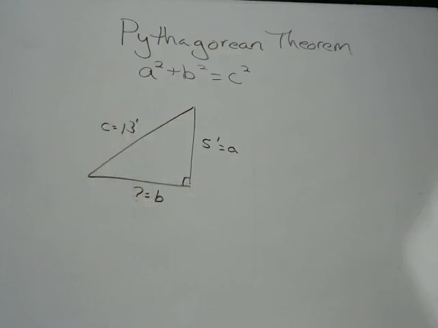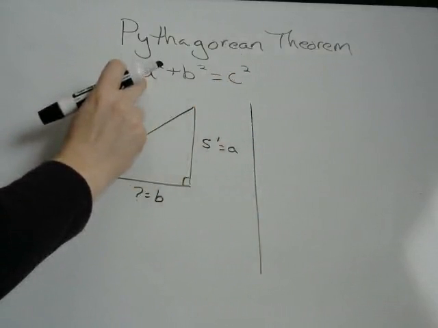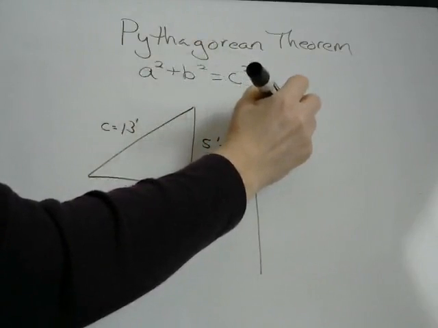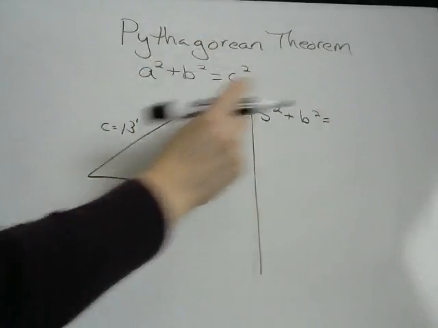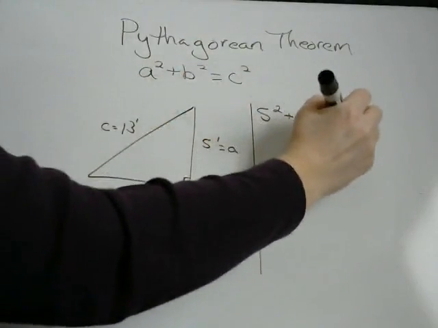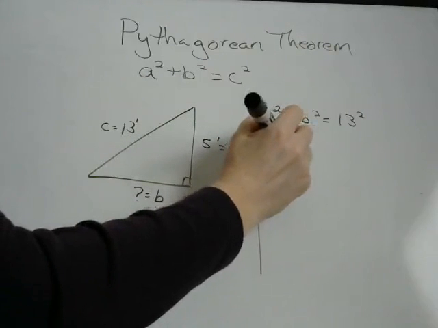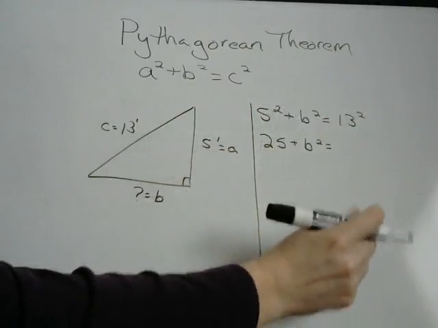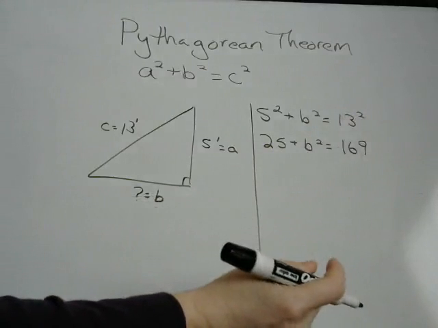So again, we have an algebra problem. We're just going to plug the numbers in. Again, this is the same formula. A is 5, so we have 5 squared plus B squared, we don't know what B is, equals C squared. C is 13. So we have 5 squared plus B squared equals 13 squared. 5 squared is 5 times 5, 25, plus B squared equals 13 squared, which is 169. 13 times 13.